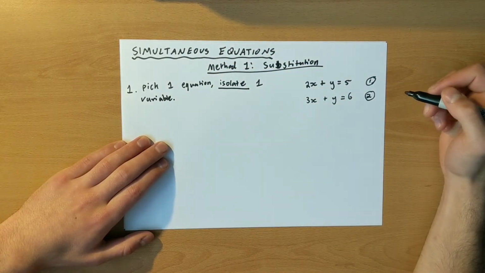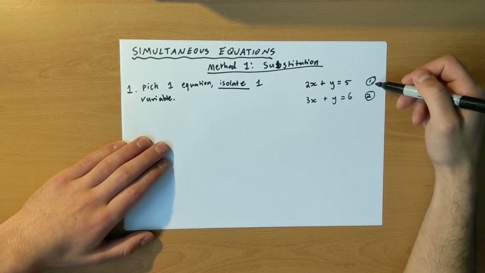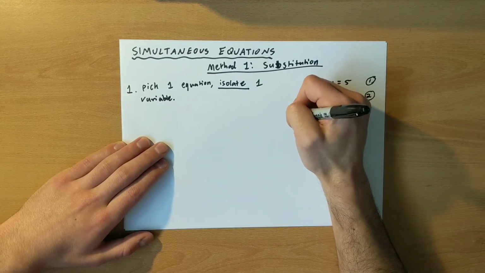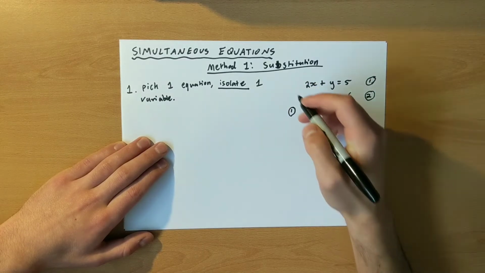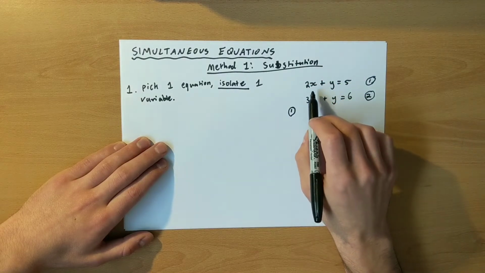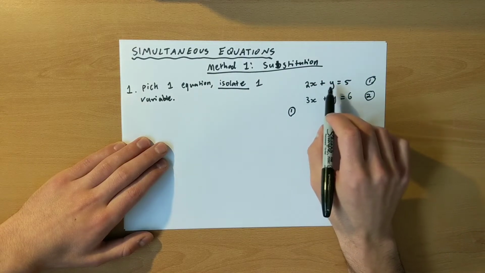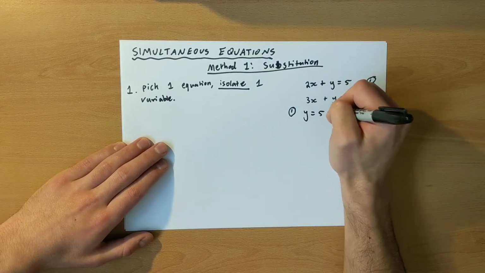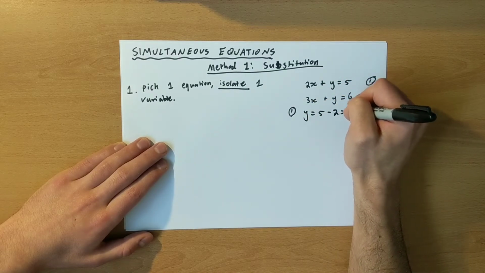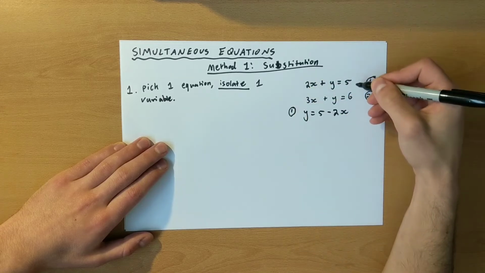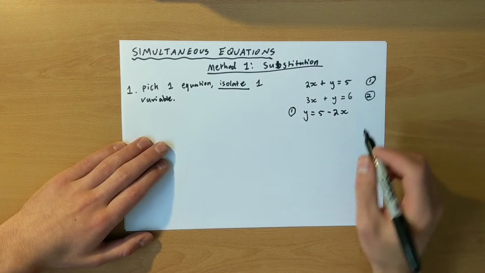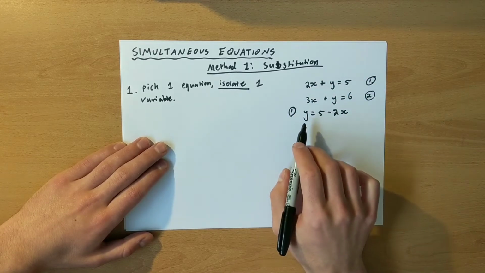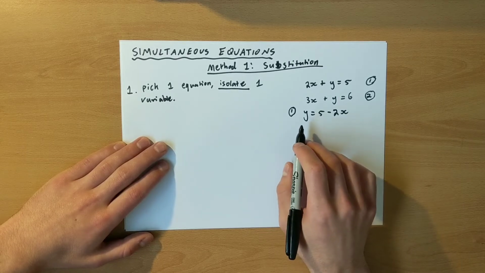Okay, so let's say we picked equation 1. We've got 2x plus y equals 5. We can rearrange that. Let's say we rearrange that by subtracting 2x from both sides. So that'll give us y equals 5 minus 2x. So this is equation 1 as well, because they're exactly the same thing, just rearranged. All I've done is I have isolated y. So I've isolated one variable.